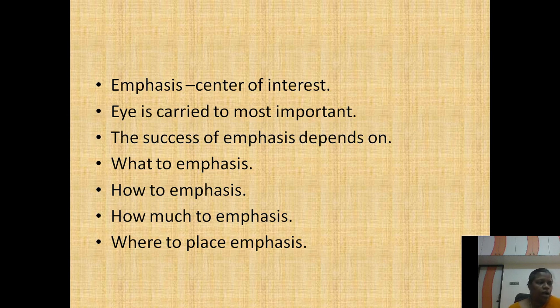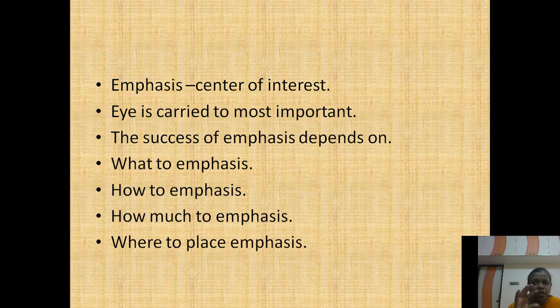This art principle, in which you are creating a center of interest, is the most important thing in the arrangement. So what does it mean? Here the eye is carried first to the most important part, then to the less important, and then to the least important. That is called emphasis. In any arrangement, when the eye is carried first to the most important thing and from there to every other detail in the order of importance, then emphasis is achieved.